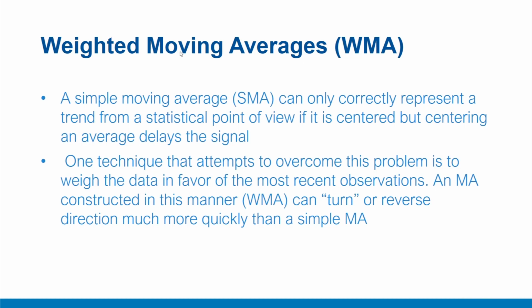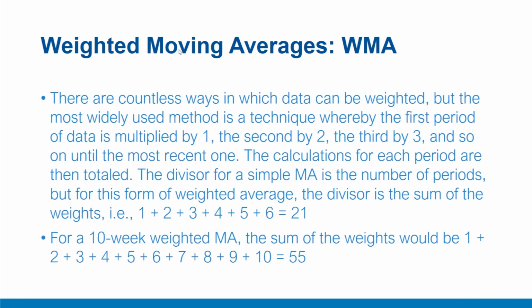One technique that attempts to overcome this problem is to weight the data in favor of the most recent observations, so that the WMA can capture the more recent information. An MA constructed in this manner, or WMA, weighted moving average, is able to turn or reverse direction much more quickly than a simple MA. Let us understand the computation of this through a simple example.